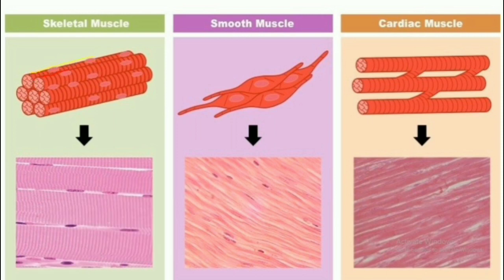The plasma membrane is called the sarcolemma, whereas the cytoplasm that is present is called the sarcoplasm, and the endoplasmic reticulum is called the sarcoplasmic reticulum. And the endoplasmic reticulum in the skeletal muscle fibers stores calcium ions inside it. This calcium ion plays a very important role in the contraction and relaxation of these skeletal muscle fibers. Next one are the smooth muscles.